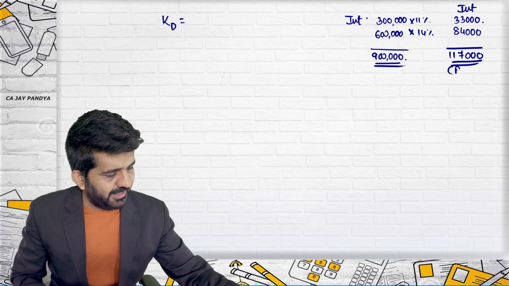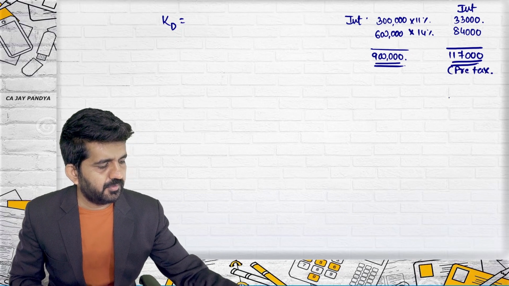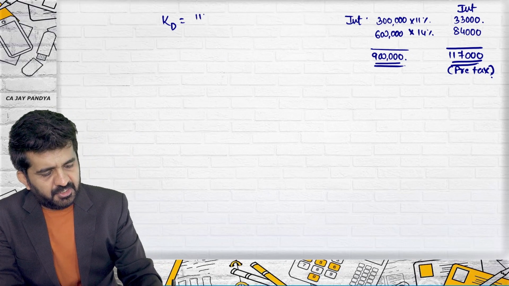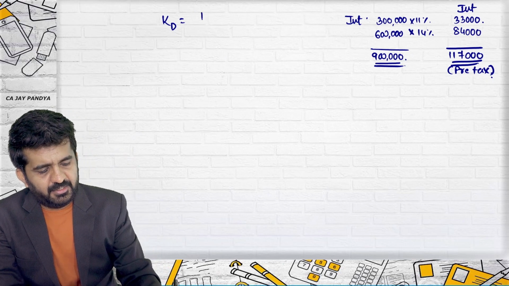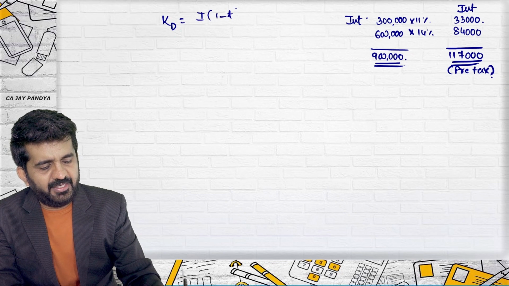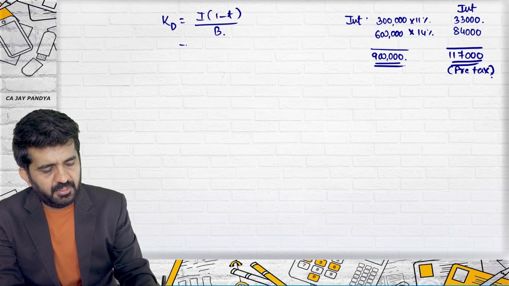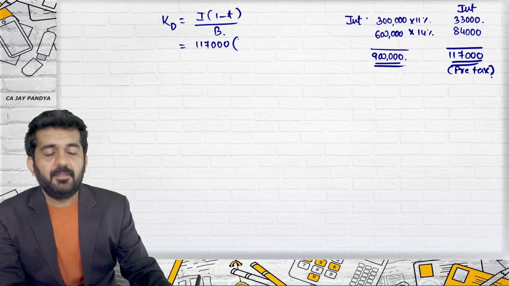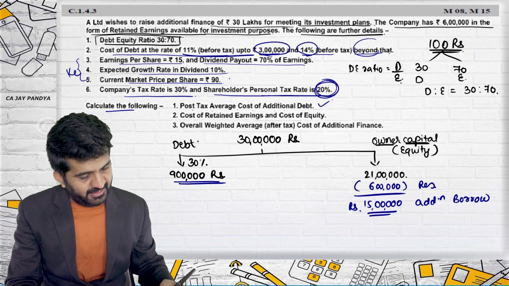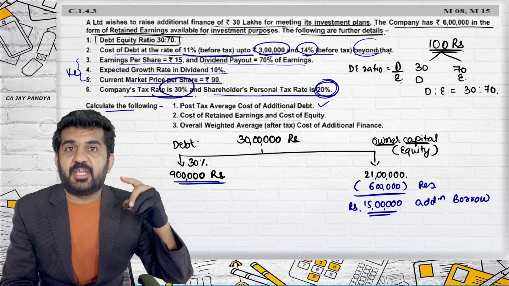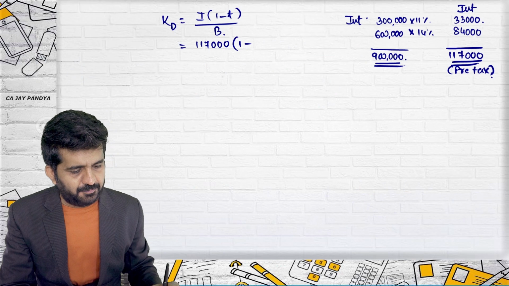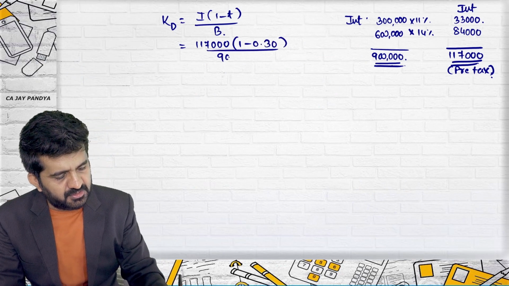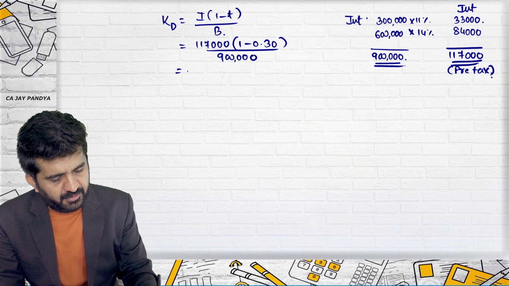But this is pre-tax. Let me find out cost of debt. The formula is I into (1 minus T) upon borrowings. What is I? It is 1,17,000. 1 minus tax rate. You need to take company's tax rate, and this all calculation is done by company. 0.30 divided by borrowings, which is 9 lakhs, multiplied by 100.